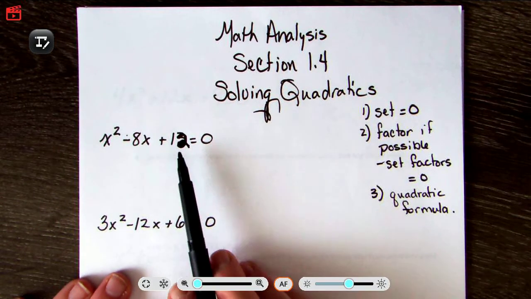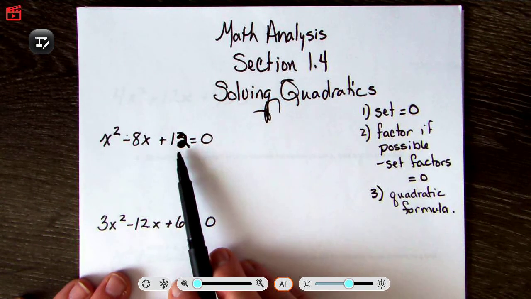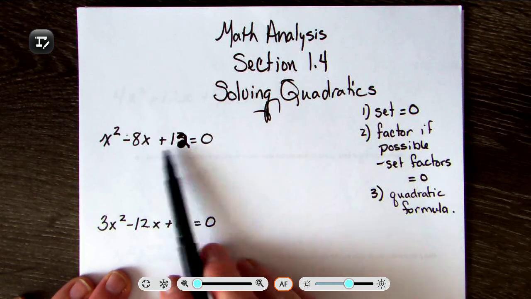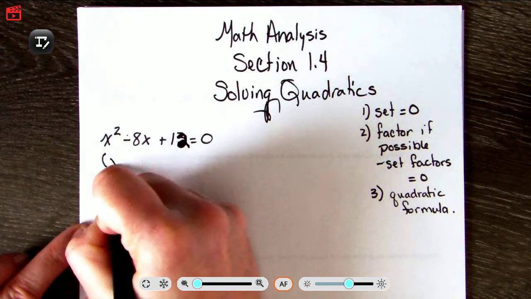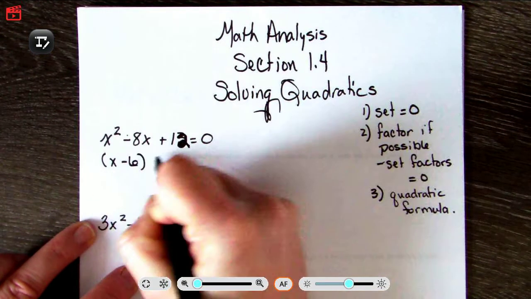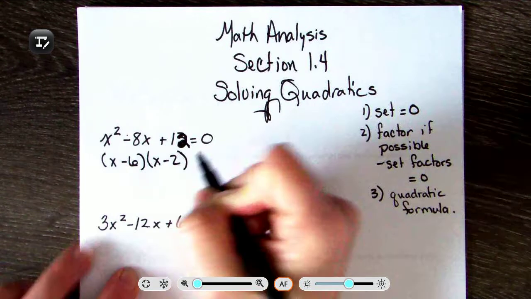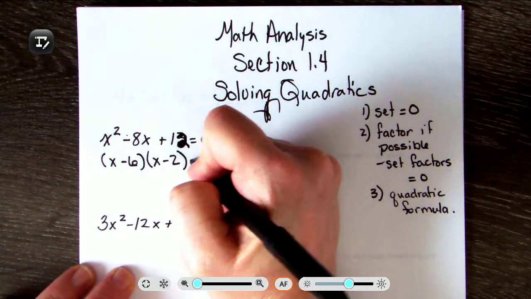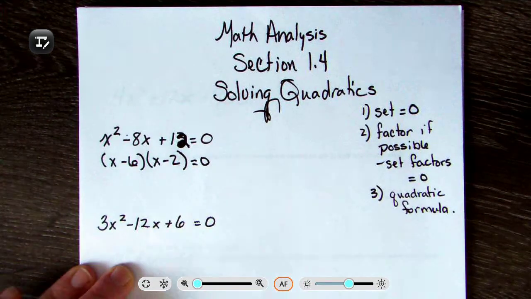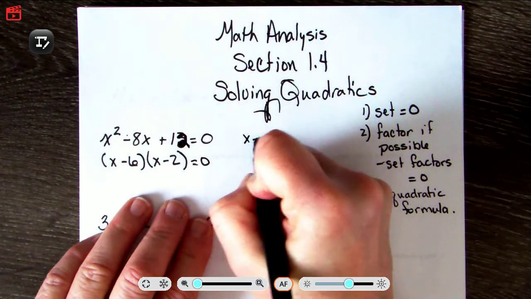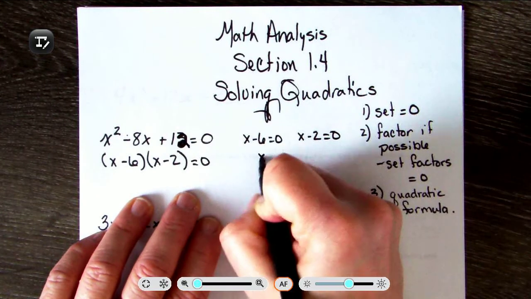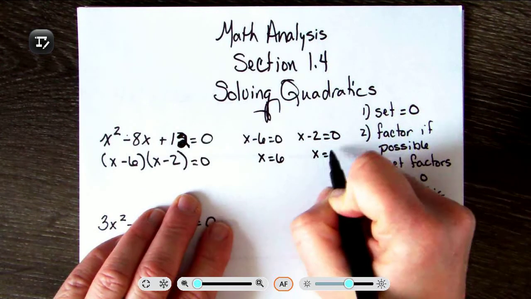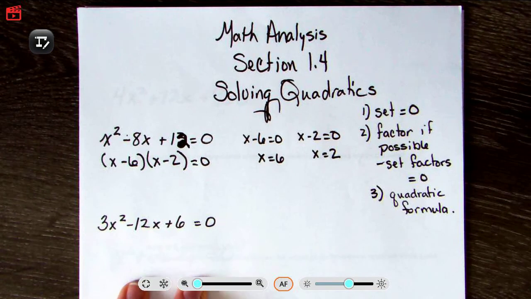And so I'm looking for two numbers that multiply together to give me a positive 12, that add together to give me a negative 8, and the two that work are the negative 6 and the negative 2. So then I'm going to take each factor, set them equal to 0, and I get that x is equal to 6 and x is equal to 2, adding 6 to both sides and so forth. All right.